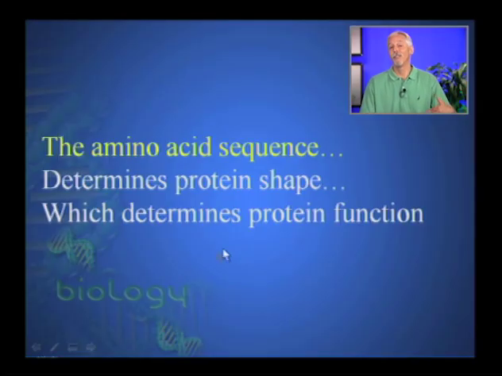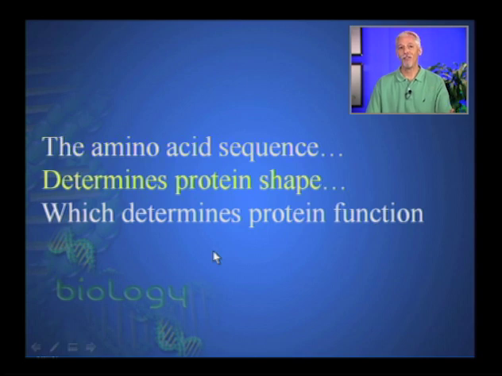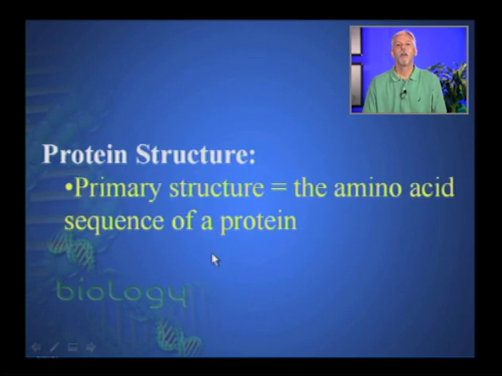So again, going back to this theme as it regards proteins, the amino acid sequence determines protein shape, which will determine protein function. So what are some of these protein structures then? Well, one is the primary structure of a protein. Now, ironically, the term primary structure really does not refer to a three-dimensional structure. What it's a reference to is the amino acid sequence of a protein.